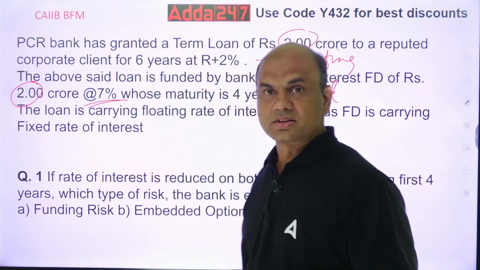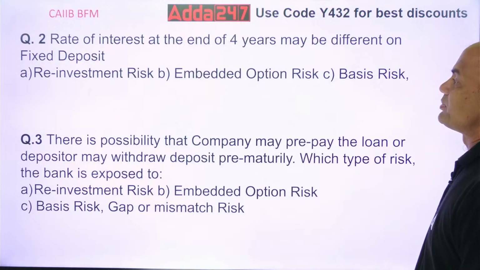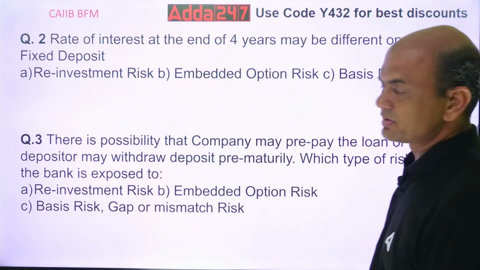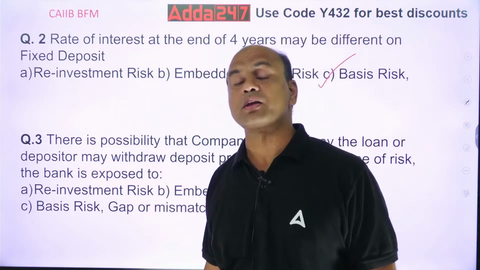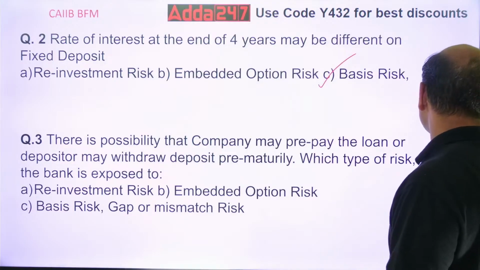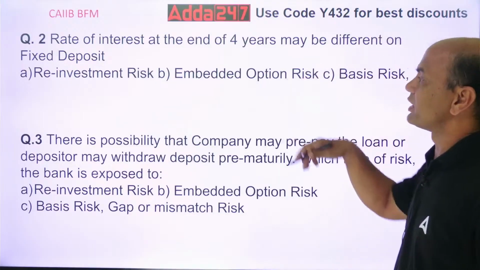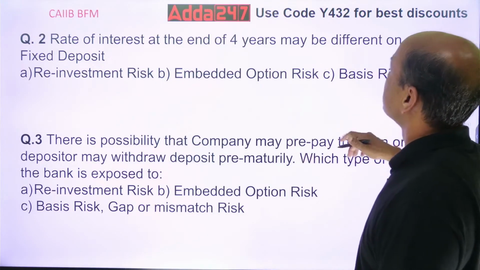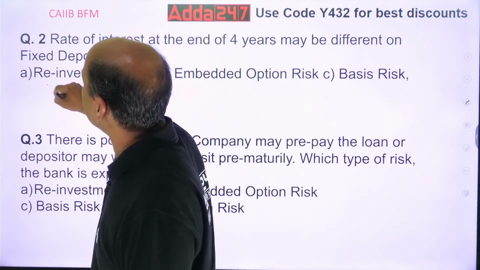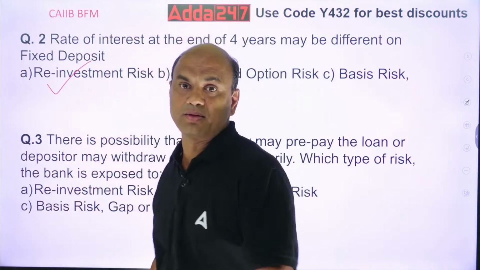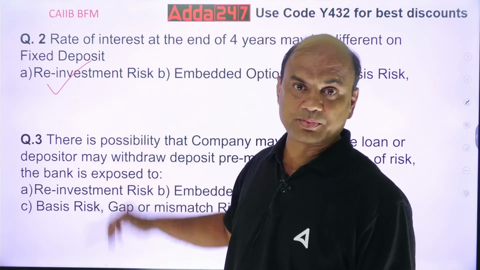So what is that called as? That is called as, yes, this one. Reinvestment, embedded, basis. Called as basis risk. Basis risk means, sorry, this is not basis. Hold on. This is basically what are you doing? Reinvestment. This is a part of reinvestment risk because you don't know at what rate will you be getting the new FD. You might get it at a higher rate or at a lower rate. So that is reinvestment risk.